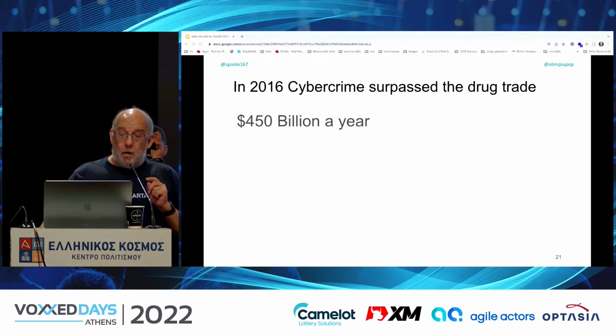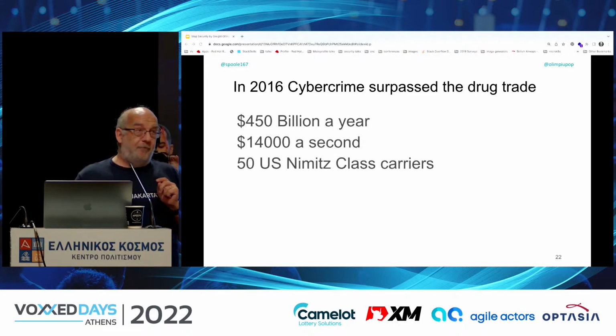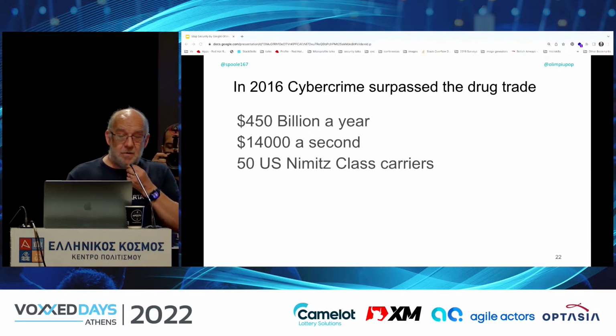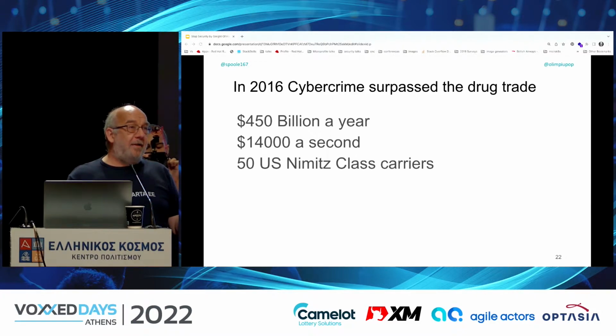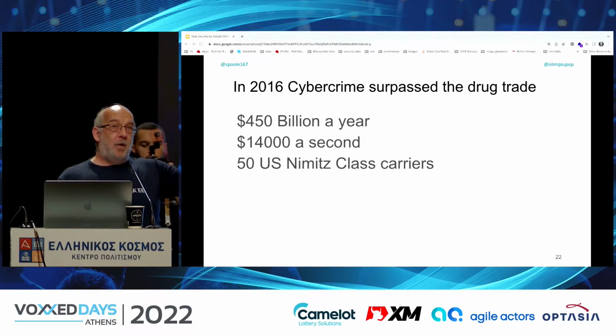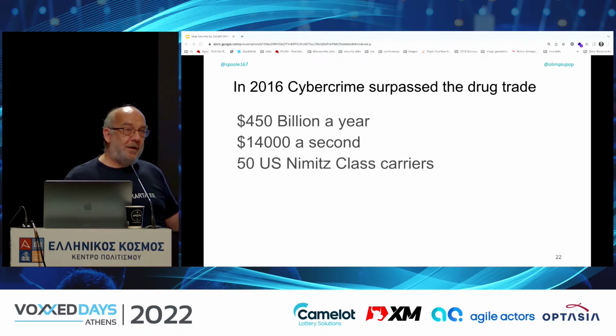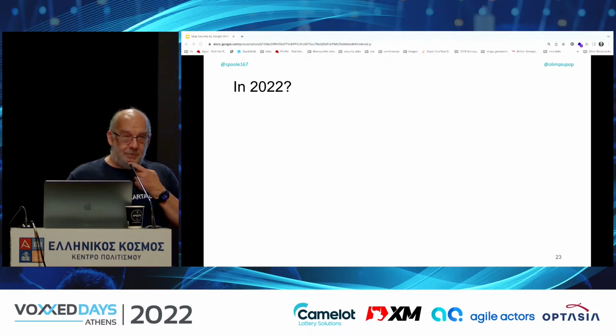450 billion, or $1,440,000 a second, or the same as buying 50 US nuclear carriers, the big ones. That's how much money was being made by the bad guys in 2016. So who thinks these numbers have gone down? Yeah. So 2022. Okay.